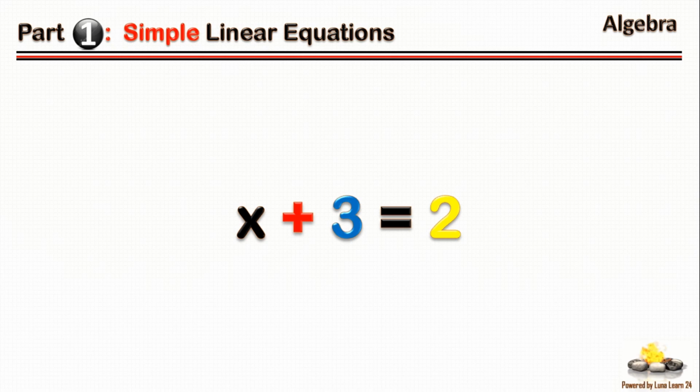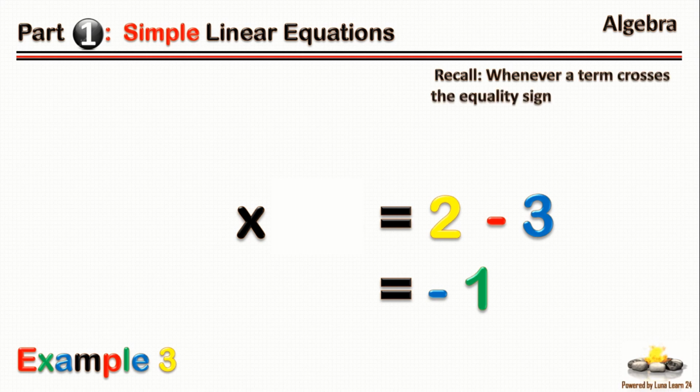But now, how do we do the solving? So here, to make it simple, I will say that you just carry plus 3 to the right hand side and it becomes negative 3 when it crosses the equality sign. Okay? So can you see that again? We're going to carry plus 3 to the right hand side and it becomes negative 3. Therefore, our x will be equal to 2 minus 3, which equals negative 1.